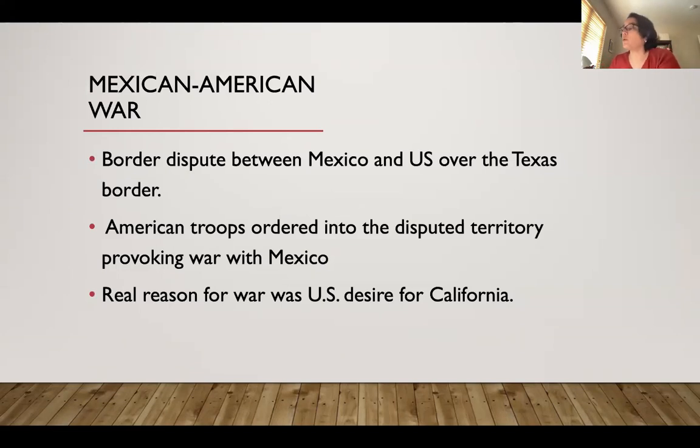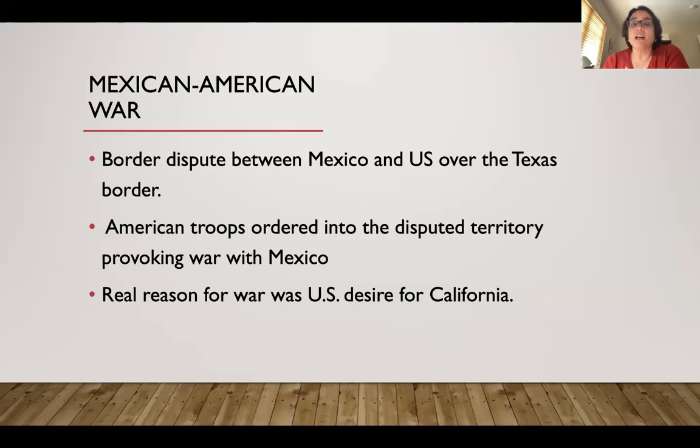The Mexican-American War then arose out of a dispute between Mexico and the US over the Texas border, where the US argued it was the Rio Grande and Mexico argued it was 150 miles to the north, at the Nueces River. American troops were ordered into this disputed territory, provoking war with Mexico. However, the real reason for war was the US desire for California.